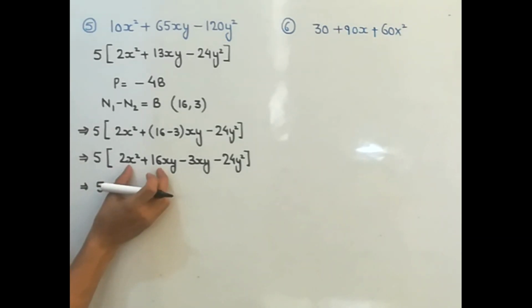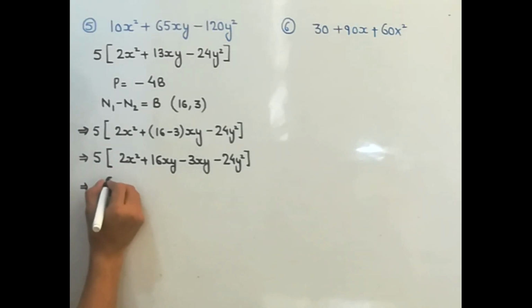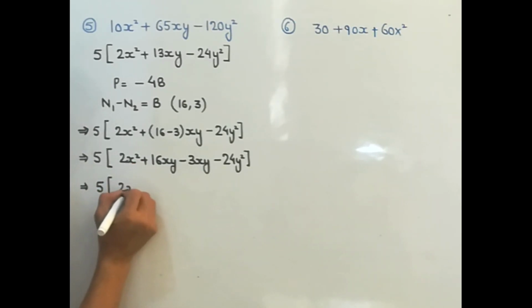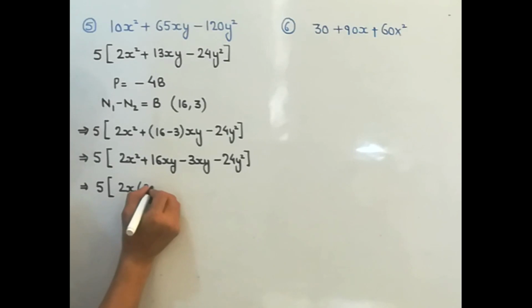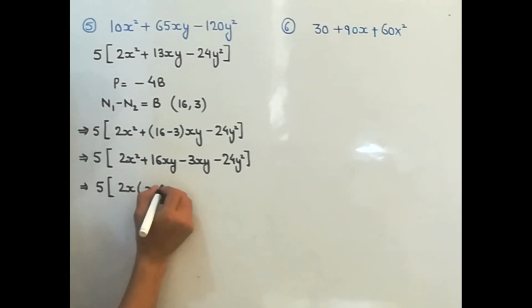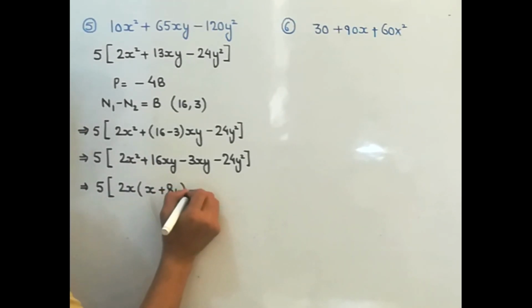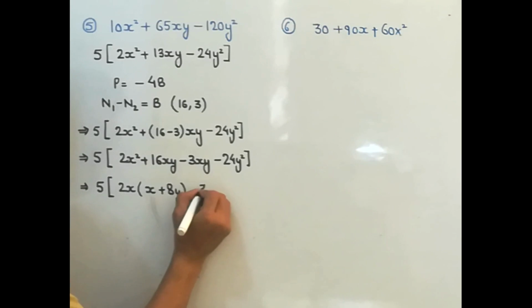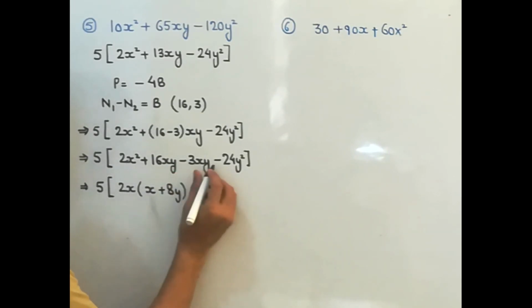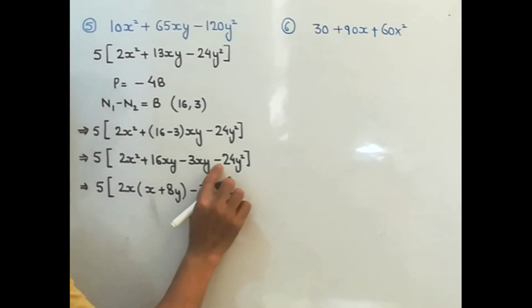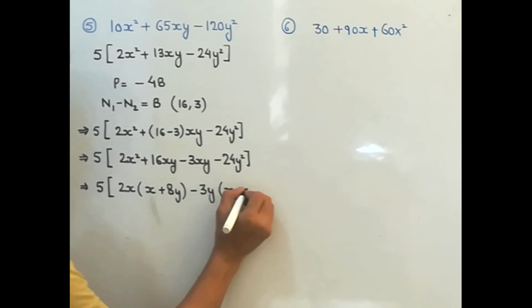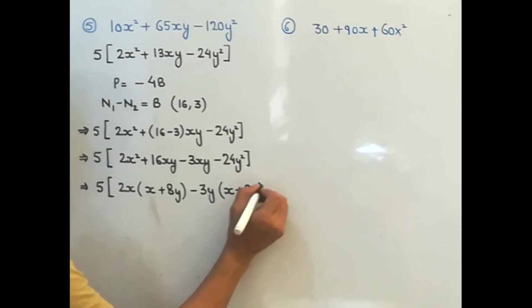Okay, now you will take the grouping. In the first group, you can say 2x is common. So you are left with x plus 8y. In the second group, you can say minus 3 and y is common. So you are left with x, and this sign will change, it will become plus 8y.